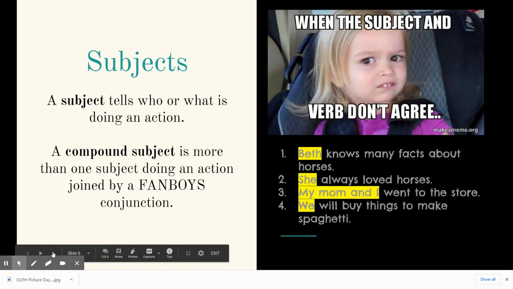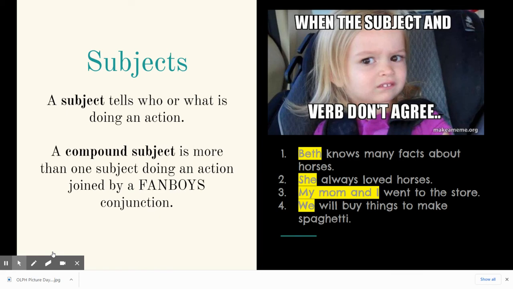All right. We kind of touched on this a little bit, and we really are just reviewing this, but let's talk about what a subject is. Because in order for you to truly identify a verb and to make sure that your subject and your verb go together, well, you really need to know what a subject is. A subject tells who or what is doing an action.